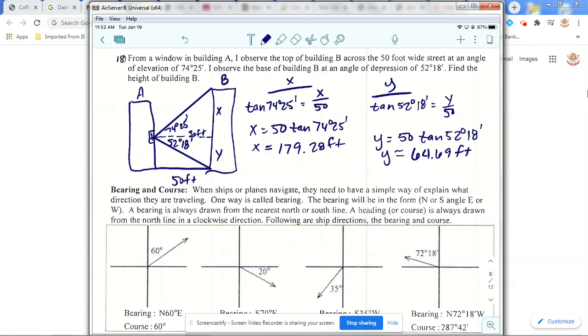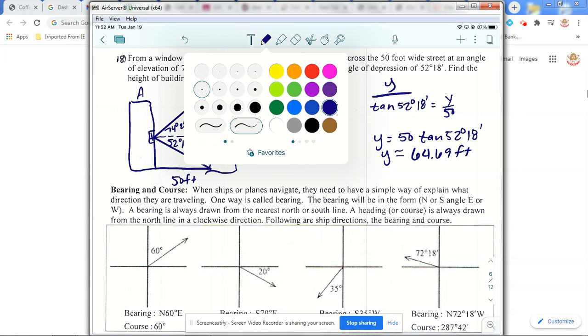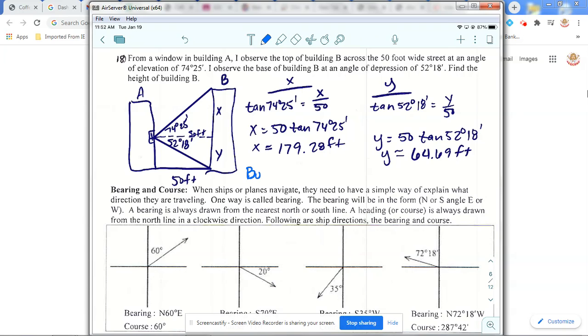Okay, so you should get 64.69 feet. So then if I want to find the height of building B, I'm just going to add those two together. And that's going to give me approximately 243.97 feet. So who knows? You might be bored one day in a big city and have some measuring tool and your graphing calculator with you, and you might want to figure that out.